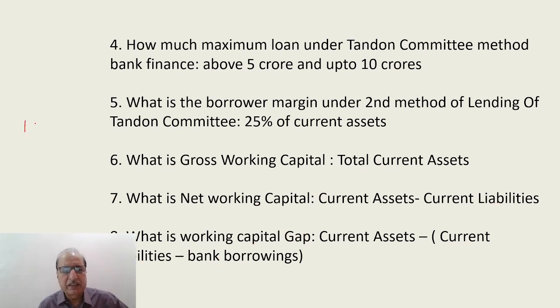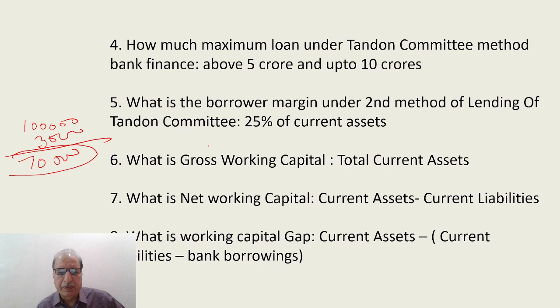Supposing current assets are 1 lakh and current liabilities are 30,000. So this 70,000 is what is called working capital gap. If you reduce the bank borrowing also, this is the gap. This is the bank borrowing which the bank has to finance. So what is working capital gap? Current assets minus current liabilities minus bank borrowing. If you reduce bank borrowing from current liabilities and then deduct from current assets, that will be called your working capital gap.